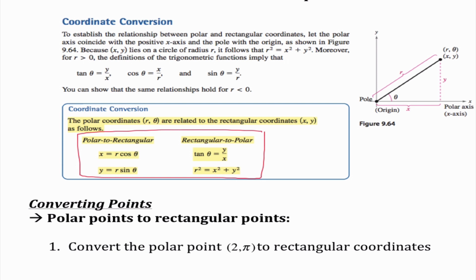Now for rectangular to polar, we're going to use tan of theta equals y over x. If I know the y and the x values, I can make this ratio and do tan inverse of this value, and it will tell me what our angle is. To find the radius, we can use the Pythagorean theorem and do r squared equals x squared plus y squared.